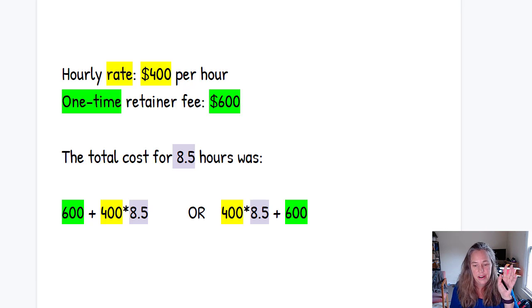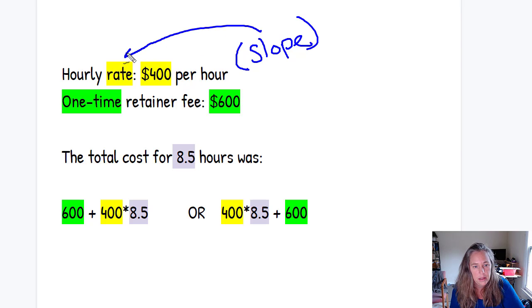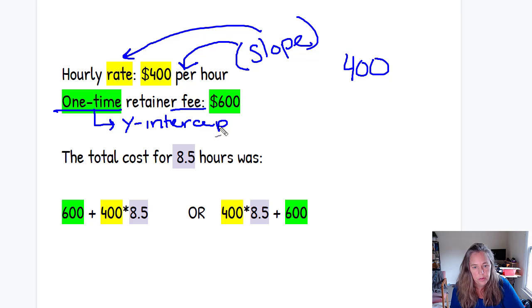Oh, I thought I paused. I didn't pause. Okay, so in the lawyer problem, we saw that the hourly rate was $400 per hour. I'm just going to remind us, you don't need to take notes on this. Anytime you see the word rate, also anytime you see the word per, those are hints that you have slope. So the hourly rate, $400 per hour, is telling us that the slope is 400. When you see one-time fee, that's telling you that you have a y-intercept.